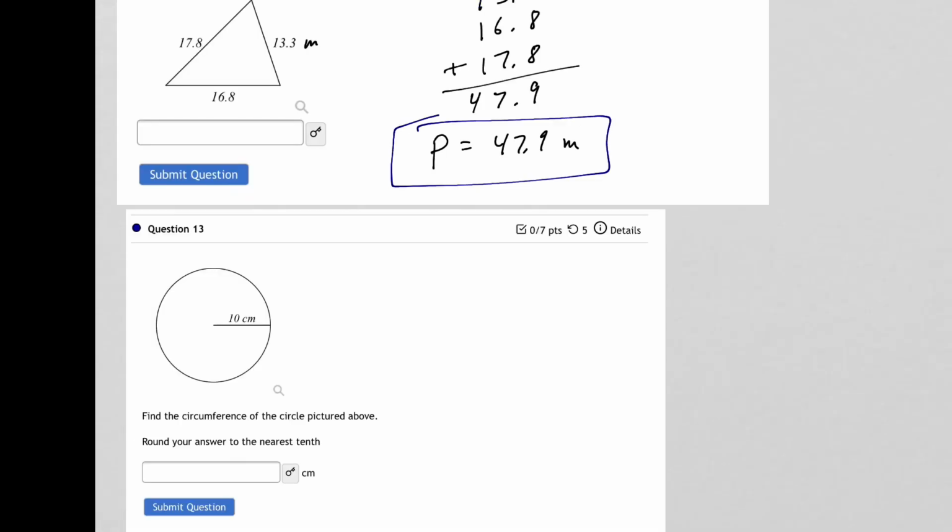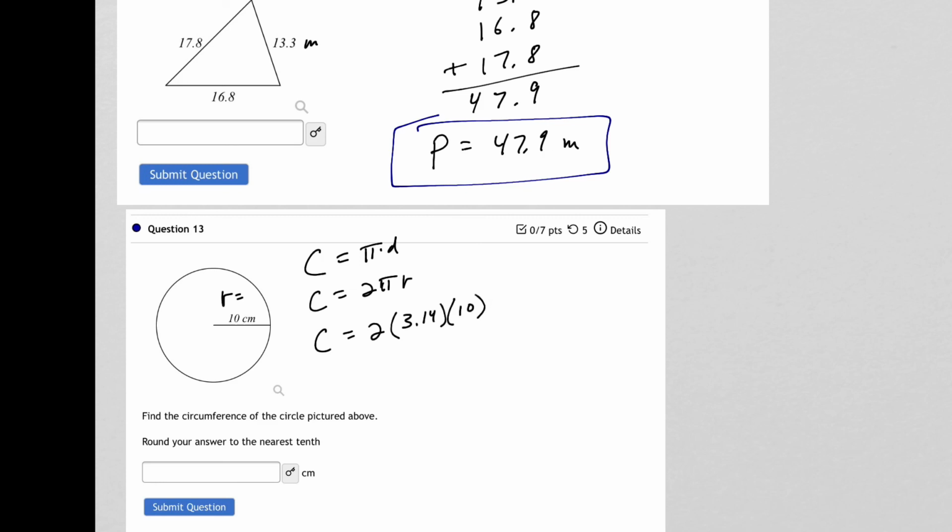Okay, in this example, we're given a circle, and we want to find the circumference, right? The distance around the circle. So, again, the formula for circumference is either going to be pi times d or 2 pi r, right? We can use either one. Well, in this case, we're given the radius, right? From the center out to the edge is the radius. So why don't I just use 2 pi r? So 2 pi, we'll use 3.14, and r, in this case, is 10 centimeters.